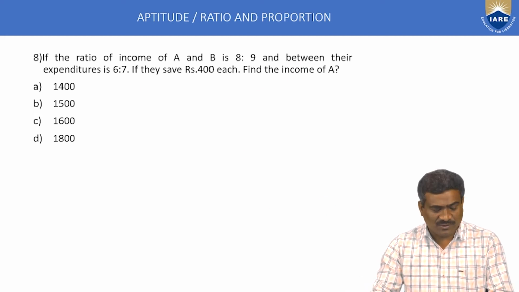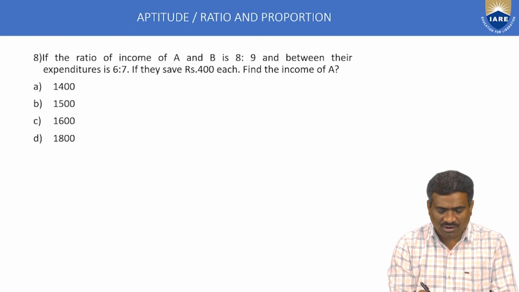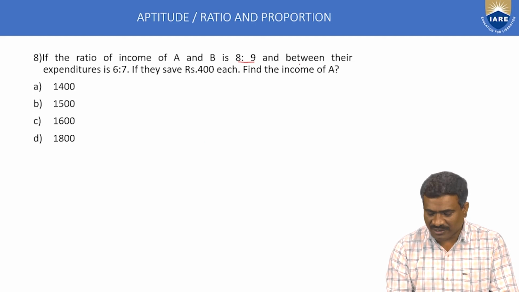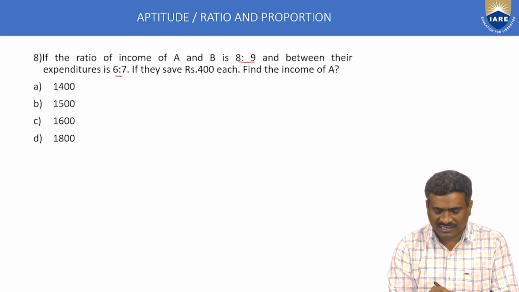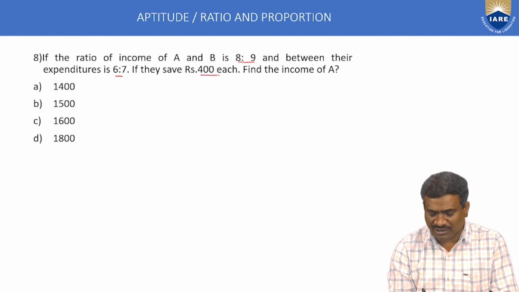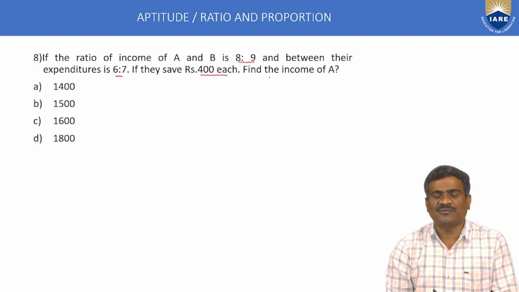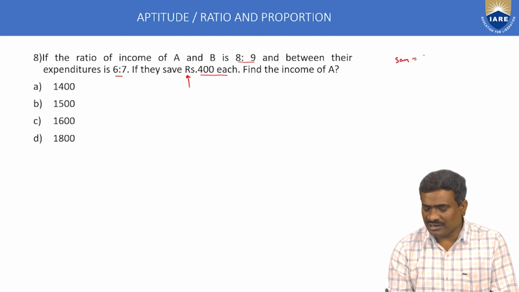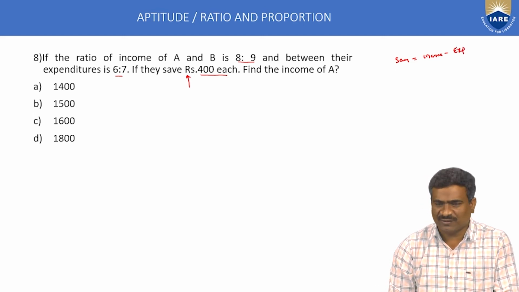Next, 8th example. If the ratio of income of A and B is 8:9, and the ratio of their expenditures is 6:7, and they each save rupees 400, find the income of A. Options: A 1400, B 1500, C 1600, D 1800. The third statement says saving is equal to income minus expenditure. Income minus expenditure is called saving. Calculate A income and B income.